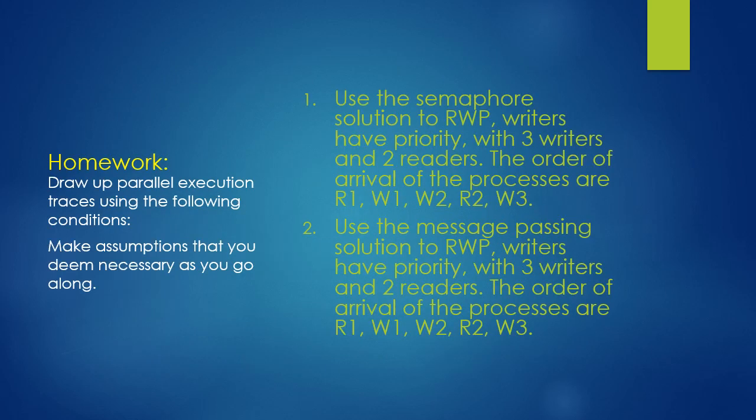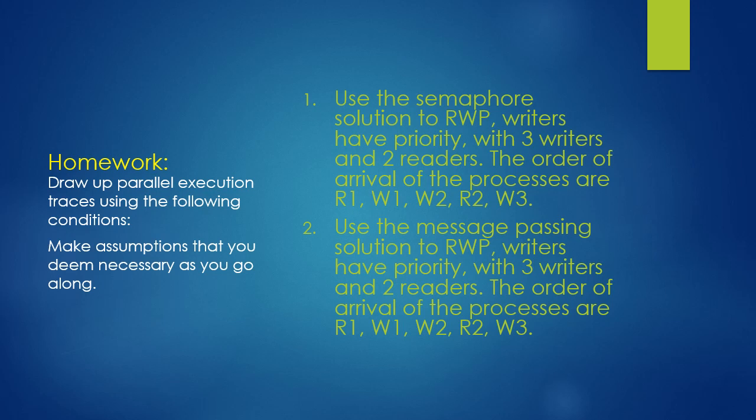Now I am going to leave you with some homework. Draw parallel execution traces using the following conditions. Make assumptions that you deem necessary as you go along. Every one of you will make different assumptions and that's totally okay. I just want you to exercise parallel traces. The first homework is use the semaphore solution to readers writers problem. Writers have priority with 3 writers and 2 readers. The order of arrival of the processes are reader 1, writer 2, reader 2 and writer 3.